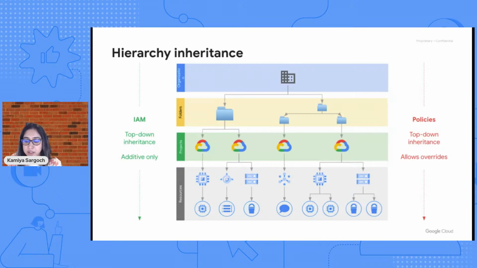IAM policies attach to individual users, groups, or service accounts. They control what those users can do with the resources they have access to. For example, an IAM policy could be used to allow a user to read a specific file, but not write to it. Organization policies, on the other hand, are attached to the resources themselves. They control who has access to the resource and what they can do with it. For example, an organization policy could be used to allow anyone in the organization to read a file, but only allow certain people to write to it.